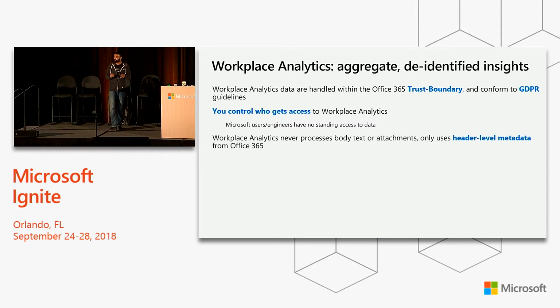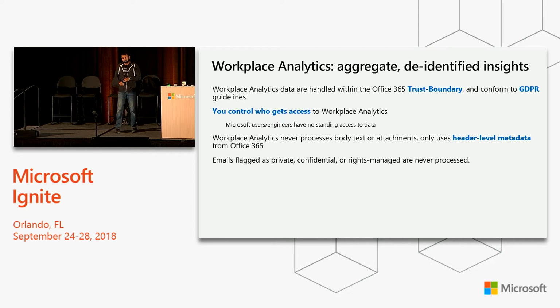With workplace analytics, one of the more important points that I want to make is we only use header-level metadata. We don't actually scan the body of the email. We don't scan any attachments that are in the email or calendar. You have the ability to control what gets analyzed, so private emails, confidential emails, managed stuff, none of these will get analyzed. So if you have a contract with an organization that has a higher security bar, then you can go into workplace analytics and set it up so that it doesn't have to be analyzed as part of WPA.